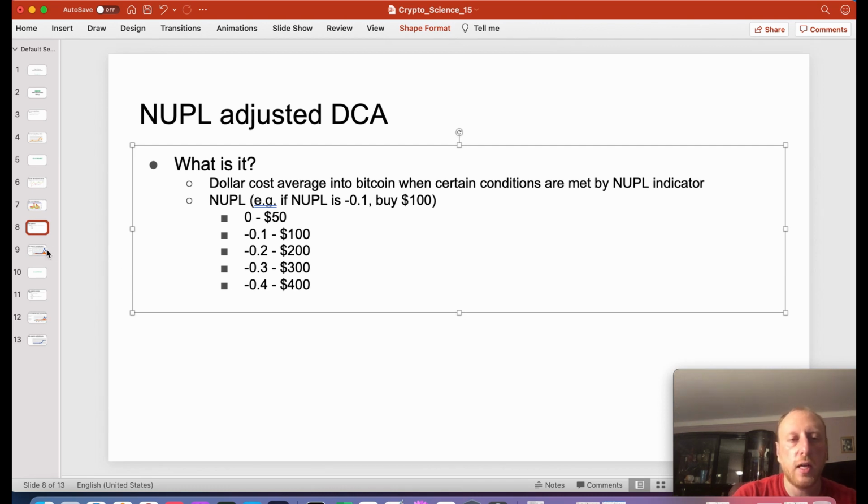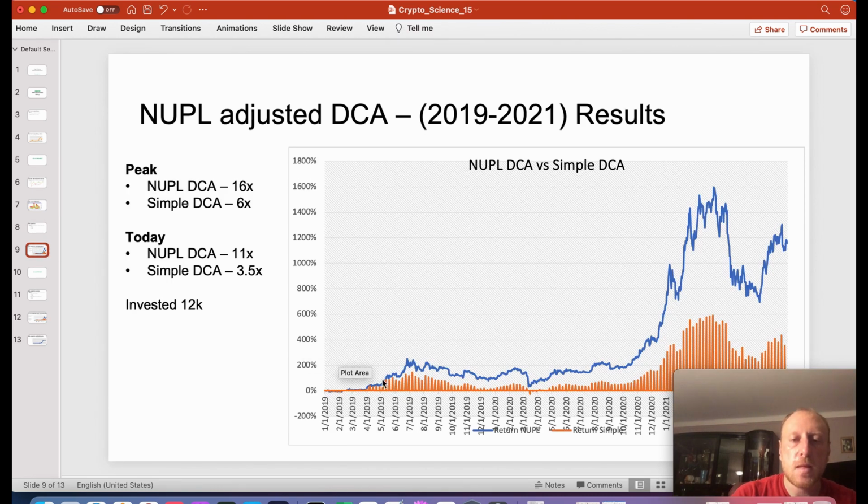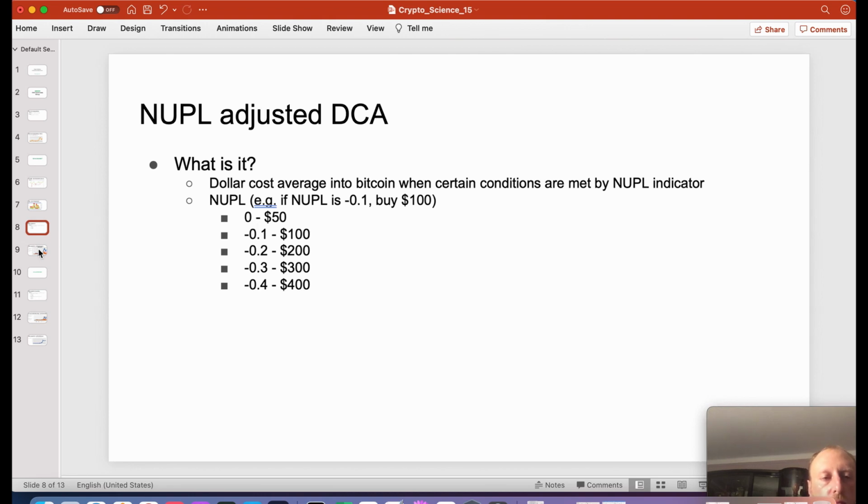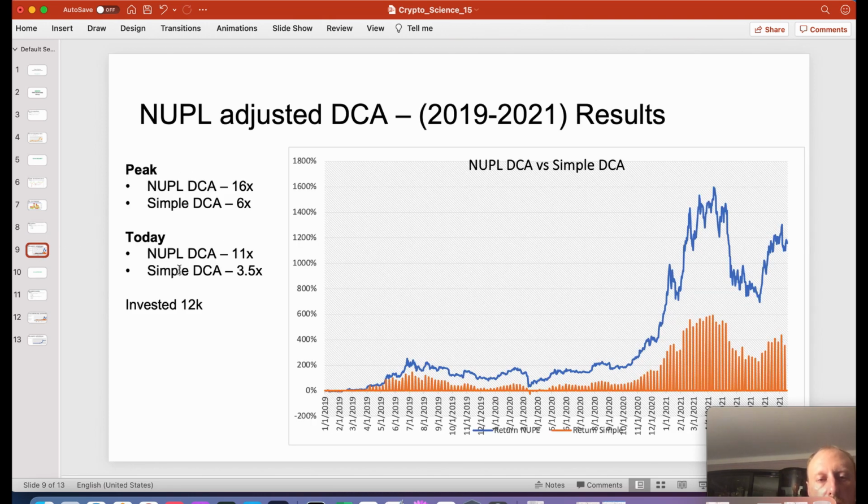What does that actually look like from a return perspective? In orange, we have the previous simple dollar cost averaging strategy. The blue shows the Nupol dollar cost averaging strategy, where you only buy when Nupol is at these values. The takeaway is that at the peak, you would have that 600% return, and here you get 1600%. Today you'd be at 350%, and with Nupol you'd be at 1100%.